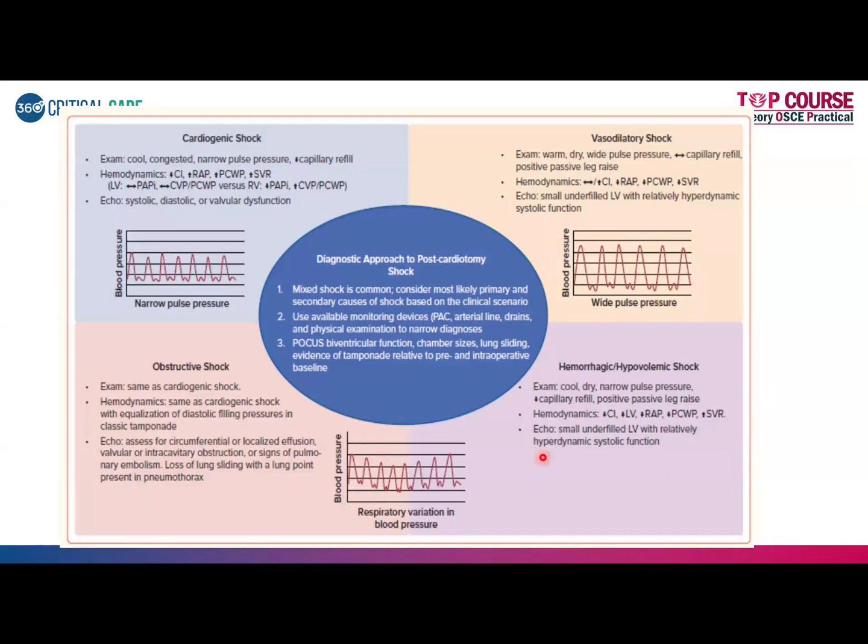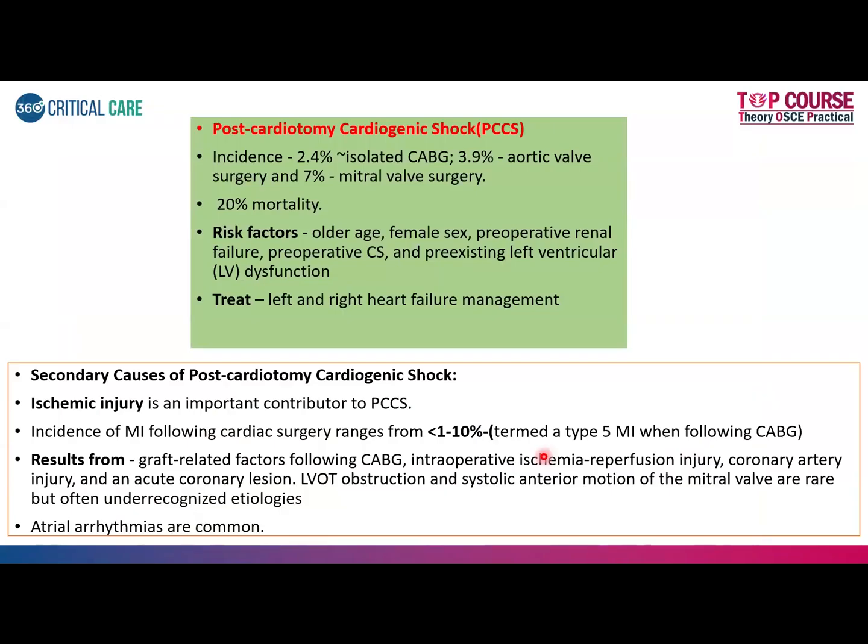Last but not the least, we have hemorrhagic shock, where there will be a narrow pulse pressure with an underfilled left ventricle and hyperdynamic systolic function. Post-cardiotomy cardiogenic shock is found in 2.4% of cases in isolated CABG, 3.9% in aortic valve surgery, and 7% in mitral valve surgery. It has a 20% mortality, with risk factors like older age, female sex, preoperative renal failure, preoperative cardiogenic shock, and pre-existing left ventricular dysfunction.